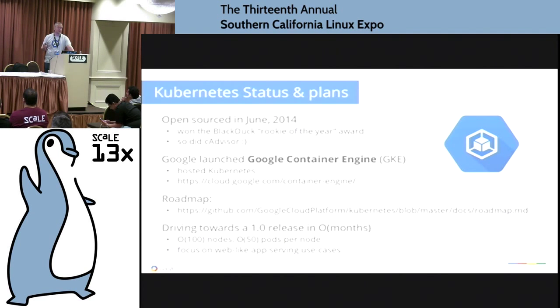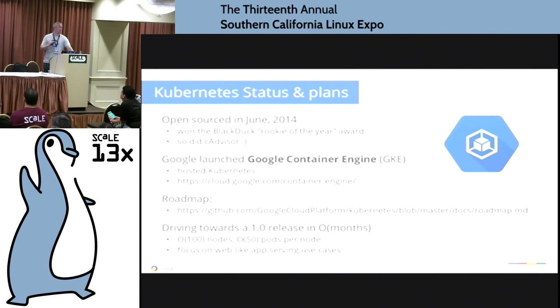In, I guess, August, we launched Container Engine, which is a hosted version of Kubernetes. Now you can go to Google Compute and click one button and spin up a Kubernetes cluster without having to download the source code and without having to manage it. So go check it out at Container Engine. I think if you sign up for Compute Engine, you get $300 of quota free, which will keep you busy for a long time. We have a public roadmap.